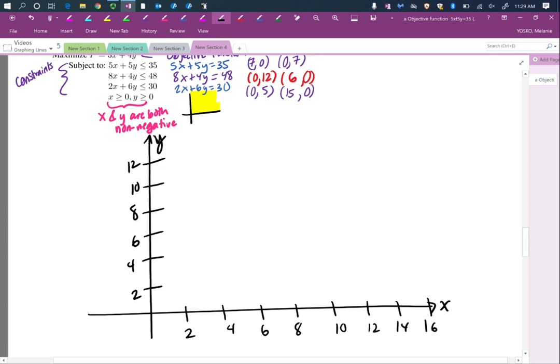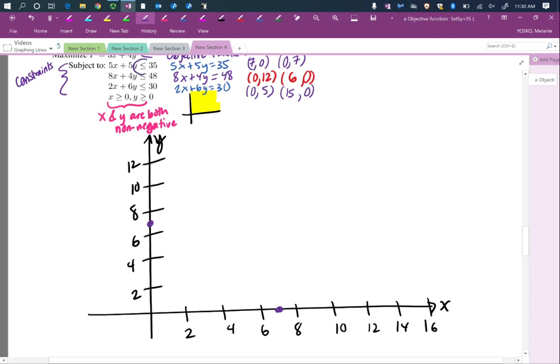So now we're going to plot each of the points. So for 5x plus 5y equals 35, we're going to plot 7, 0 and 0, 7. So 7, 0. We have 6 and 8 right here. We know 7 is exactly halfway between them. And 0, 7, again, we're going to plot like this. My picture isn't quite to scale, but you get the idea.